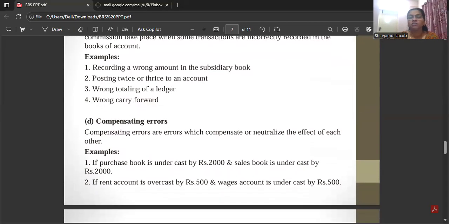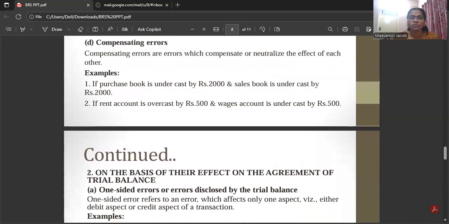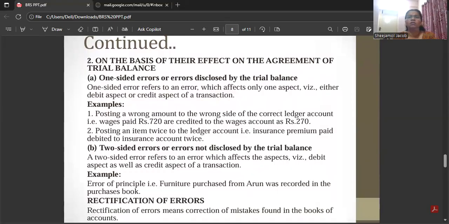And the last error is compensating error. Some errors are compensated by other transactions. So compensating errors are errors which compensate or neutralize the effect of each other. If the purchase book is undercast by rupees 2,000 and the sales book is undercast by 2,000, that neutralizes the effect. That is one example of compensating error. If rent account is overcast by 500 and wages account is undercast by 500, that's also a compensating error.